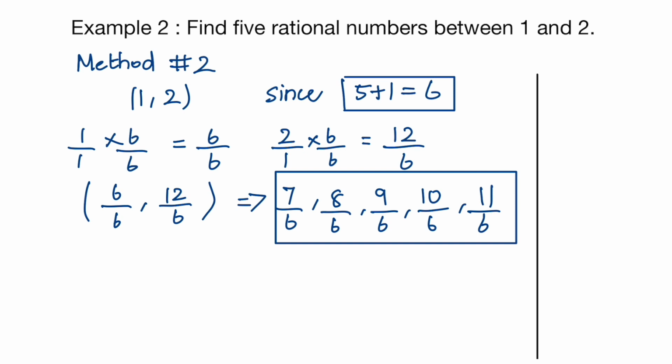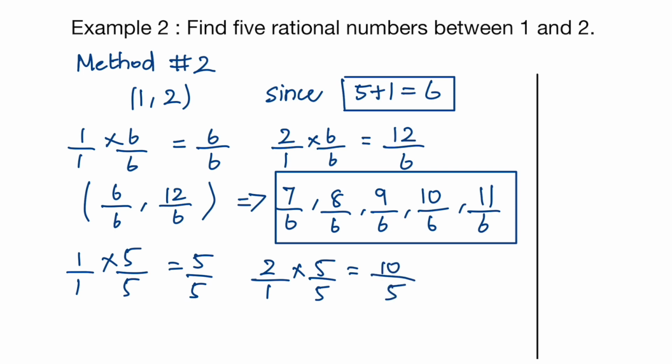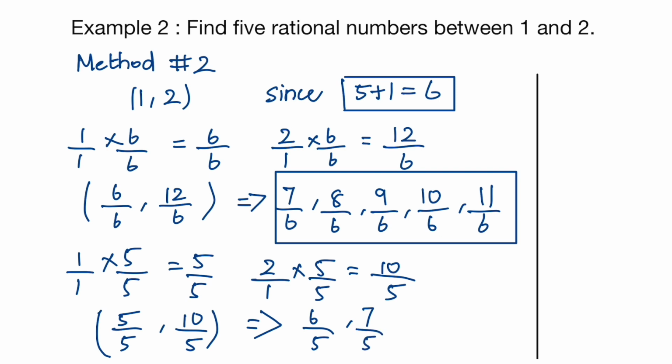Now if in case you multiplied this by 5 instead of 6, what would happen? 1 by 1 into 5 by 5 is equal to 5 by 5, and again 2 by 1 into 5 by 5 is 10 by 5. Okay, now 5 by 5 and 10 by 5 are 1 and 2 in fact. So the numbers in between could be 6 by 5, 7 by 5, 8 by 5 and 9 by 5.